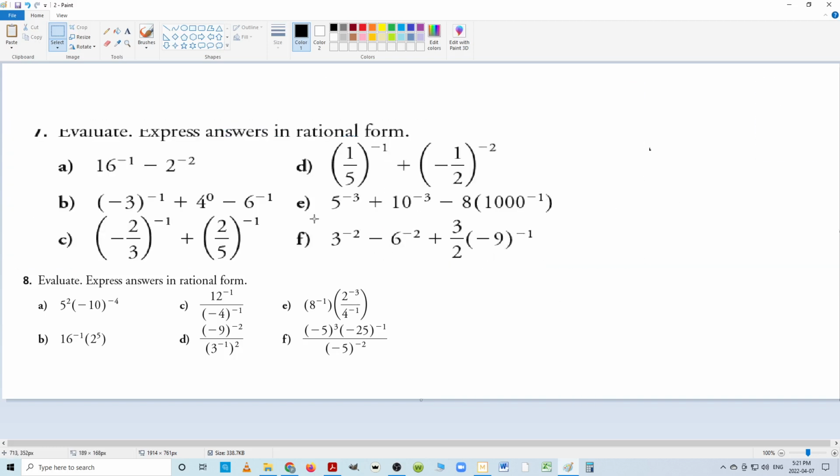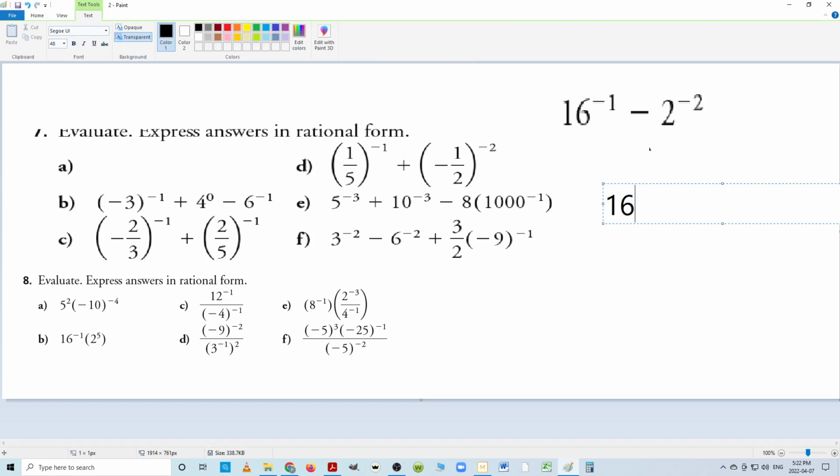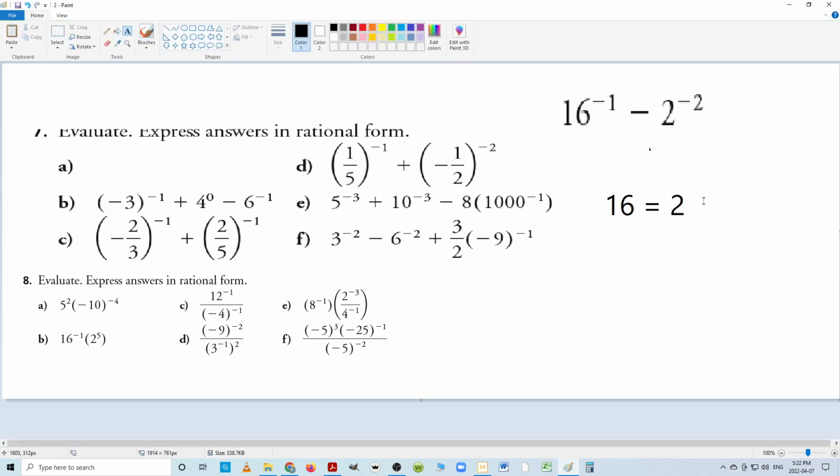Okay. All right. So you might say, I don't get it. I can't do this one. Except that 16 is equal to 2 to the power of 4. Which means I can replace this with this. Which means minus 1 times this 4 becomes minus 4.